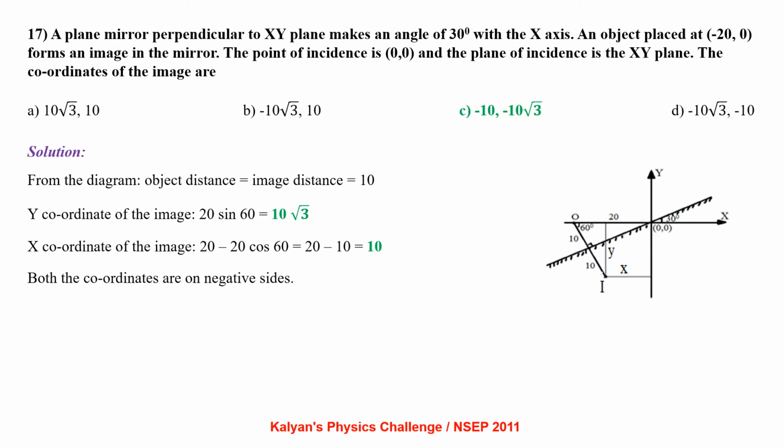See the diagram carefully. From the diagram, we know in the case of a plane mirror, object distance equals image distance, that is 20. The y coordinate of the image is 20 sin 60, that is 10 root 3. The x coordinate of the image is 20 minus 20 cos 60, that is 20 minus 10, that is 10. Both the coordinates are on the negative side. So the correct option is (-10, -10 root 3).